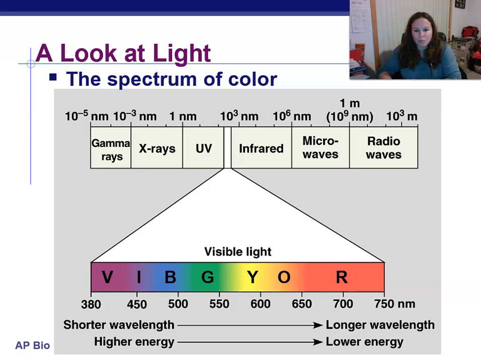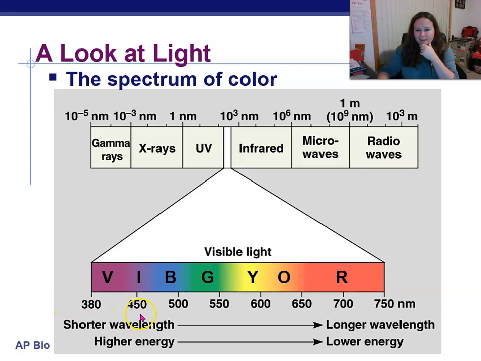So now I might ask, well, what's the most important part of visible light that plants use from the sun for photosynthesis? Does a plant like the violet part? Does it use that? Does it like the blue part, the red part, the yellow, the green? What do you think?